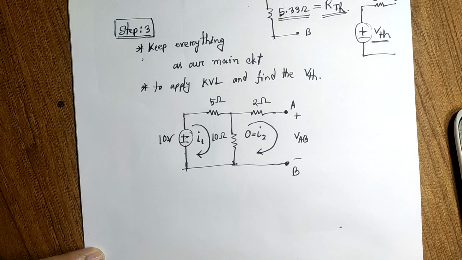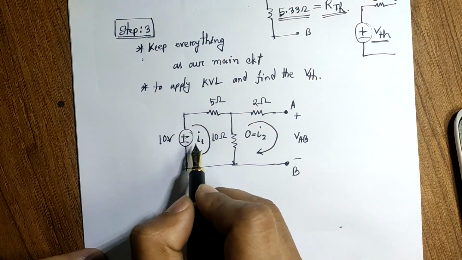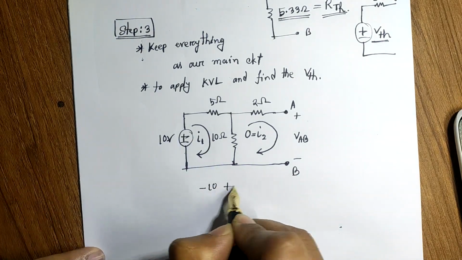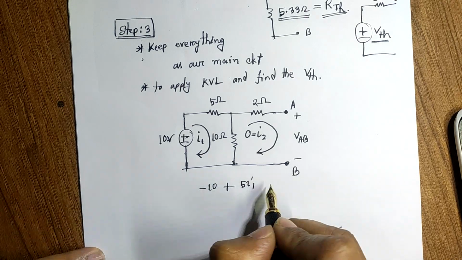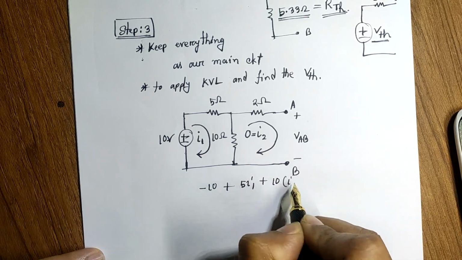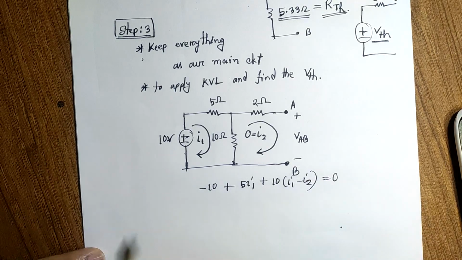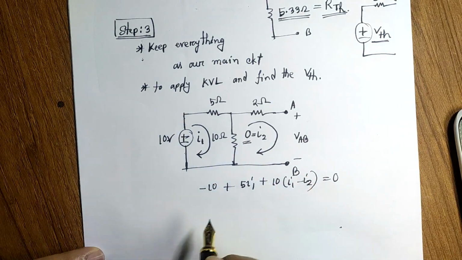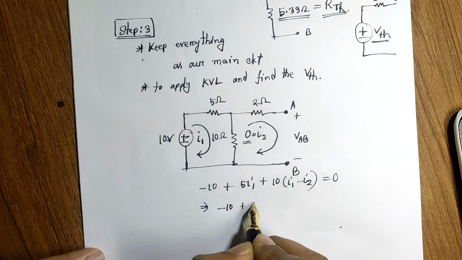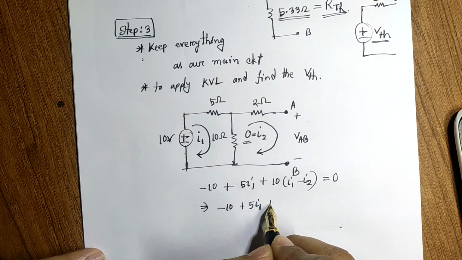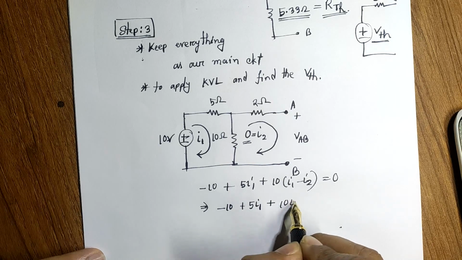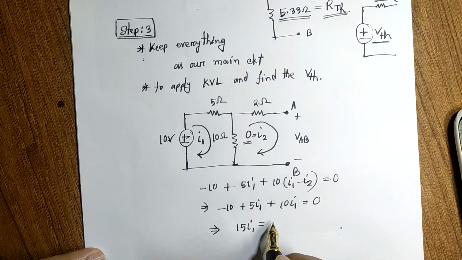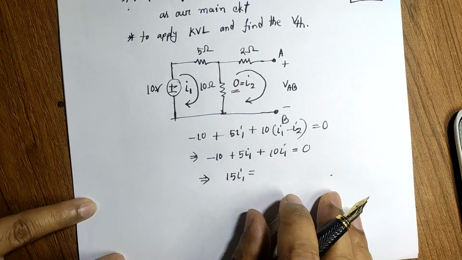Okay. Now if I apply the loop equation in loop number 1, then what we get is minus 10 plus 5I1 plus 10(I1 minus I2) equals 0. Now remember the value of I2 is already 0, right? So if I put this value here, then I will get minus 10 plus 5I1 plus 10I1 equals 0. That means 15I1 equals 10.